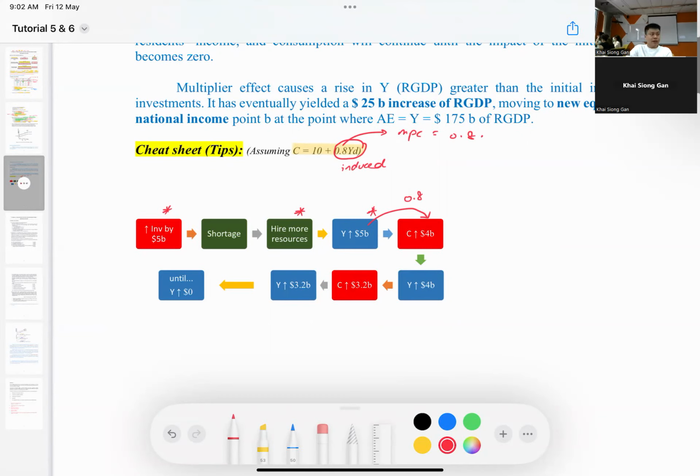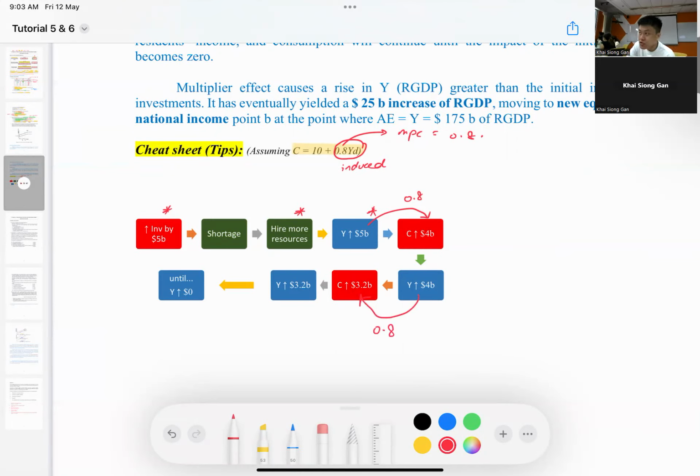Now when you spend 4 billion on goods and services, that means producers have to produce the goods and services, right? This will result in the income or output increasing by 4 billion as well. Now, when the income or output increases by 4 billion, 80% of it will be used for consumption again, which is 3.2 billion.